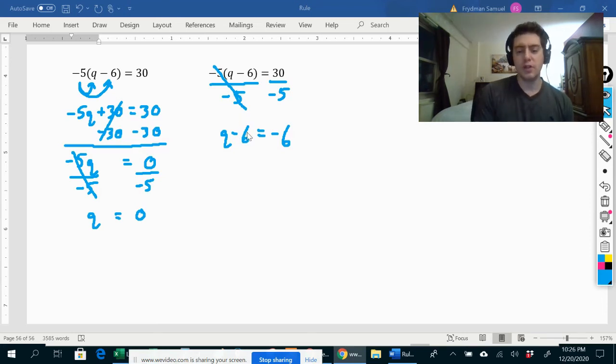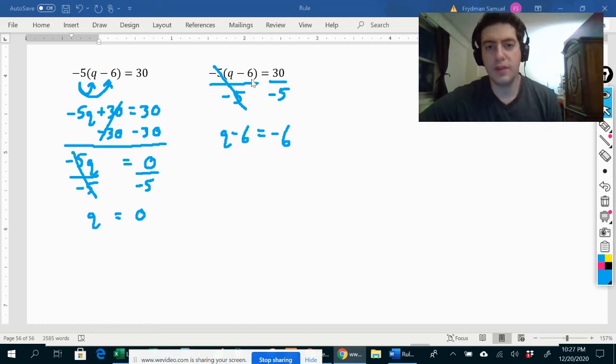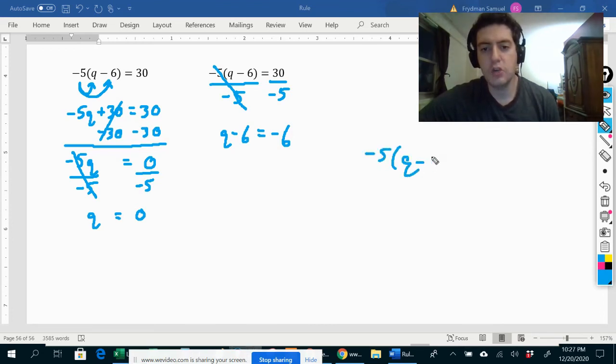Well, the reason that we didn't do it this time, and what makes this equation different from that first equation that we did earlier in the video, is that all of this is in parentheses here. It's all getting multiplied by this -5 first before we do the division. So let me just write it out again. We have -5 times q minus 6. That means it's -5 times q, which is -5q, and -5 times this -6 term, which we can treat as a negative. So -5 times -6, which is plus 30.